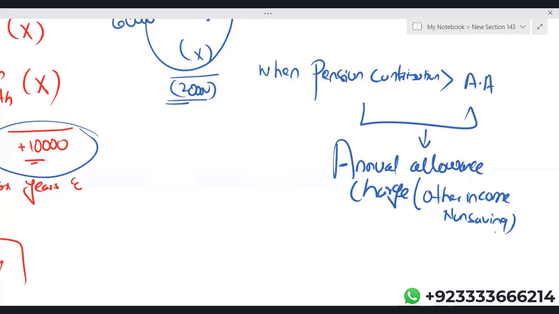So when pension contribution exceeds annual allowance limit, the technical name for that is annual allowance charge. Logically, that annual allowance charge is treated as other income, as non-saving income, and we will apply tax rates from the non-saving income. So you should know one thing. If there is unused annual allowance limit, it will be carried forward for 3 tax years, used on FIFO basis. If you have contributed more than the annual allowance limit, there will be annual allowance charge, which is treated as other income, non-saving income. And obviously, applicable tax rate will be from the non-saving income.